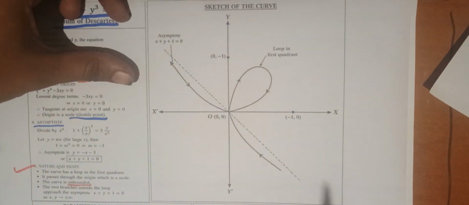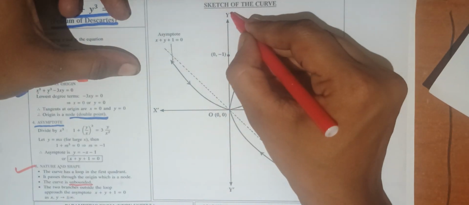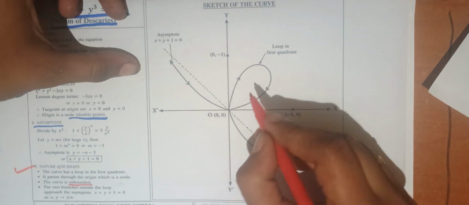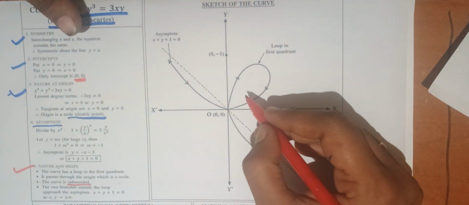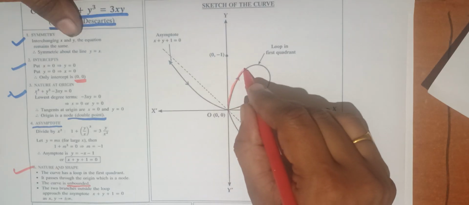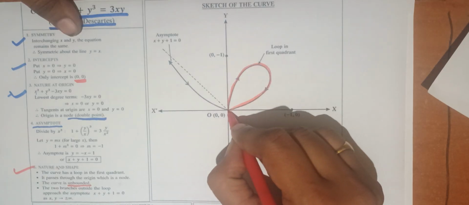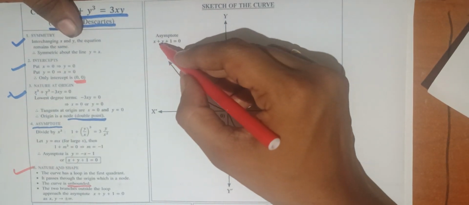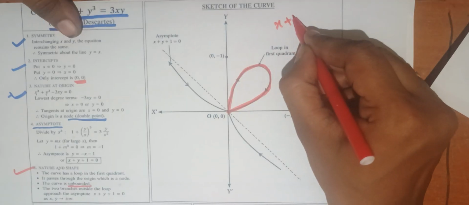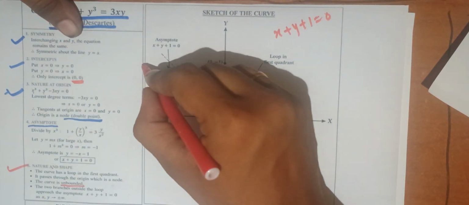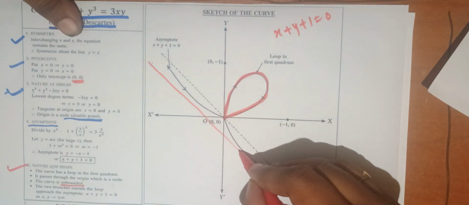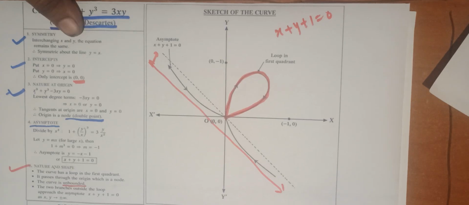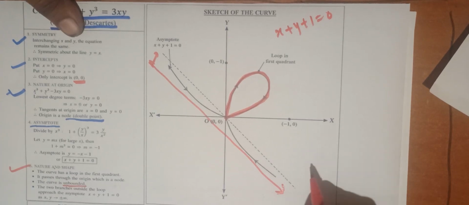So see this curve. Here is x axis, here is y axis, and here is 0 0 origin point. Because of the node, the curve takes shape like this, like a loop in the first quadrant. And if we draw the line x plus y plus 1 is equal to 0, we get this line like this, and the name of this line is x plus y plus 1 is equal to 0.